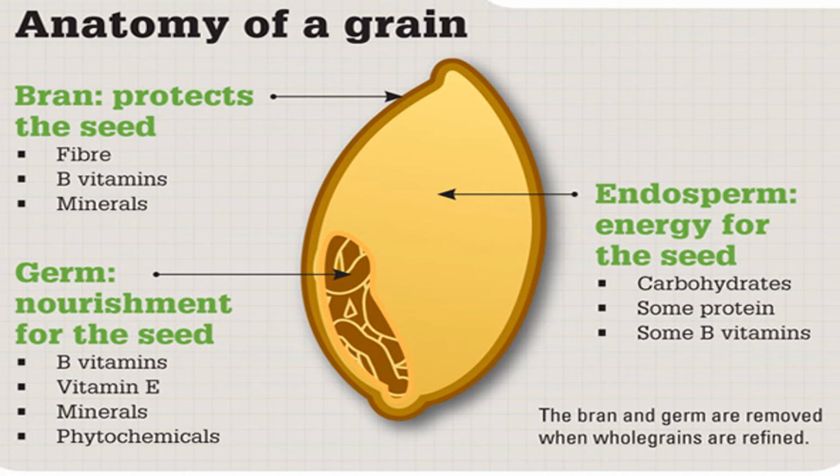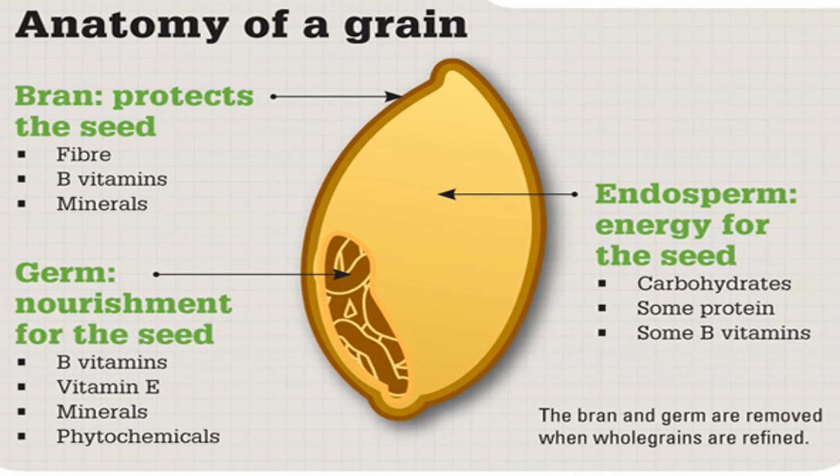And then you have the endosperm, which is the largest part of the grain, and it's normally seen as the white part of some grains, for example rice and wheat, and that is the energy for the seed. From that you get the carbohydrates, which is the starch. You get some protein and some B vitamins.